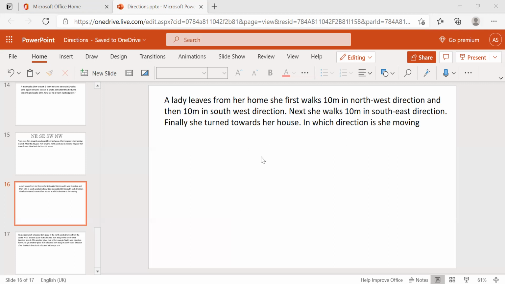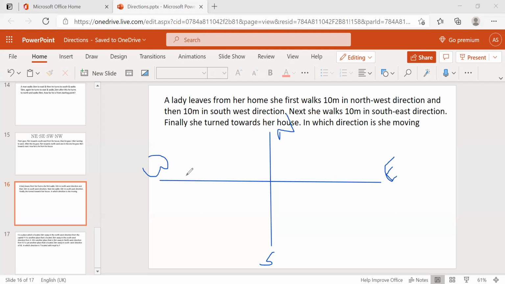Once again, you just see. Listen to this problem, you will understand. First, this is our direction. Okay, normal directions. This is north, this is south, this is east, and this is west. Now, whenever they are reaching one place, from there you just draw a small diagram. This is a tip to find the directions.